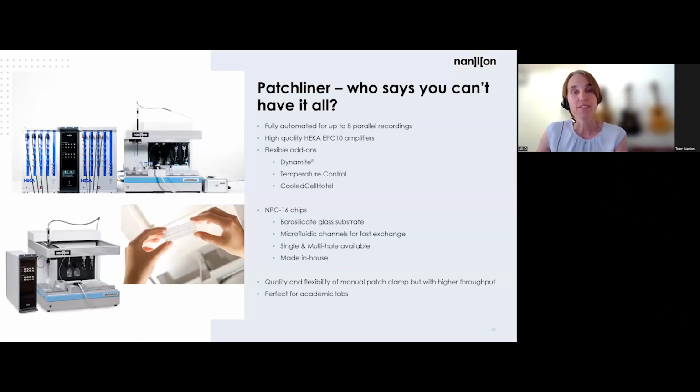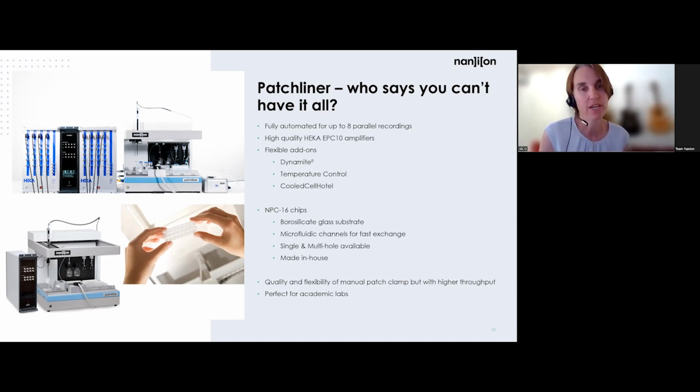So the Patchliner is a fully automated patch clamp system for recording up to 8 cells in parallel. It uses patch clamp amplifiers that you might be familiar with already from conventional patch clamp recordings, the HEKA EPC10 amplifiers, and with add-ons such as the Dynamite8 for automated dynamic clamp recordings, and a sophisticated temperature control, it really does expand the experimental possibilities.